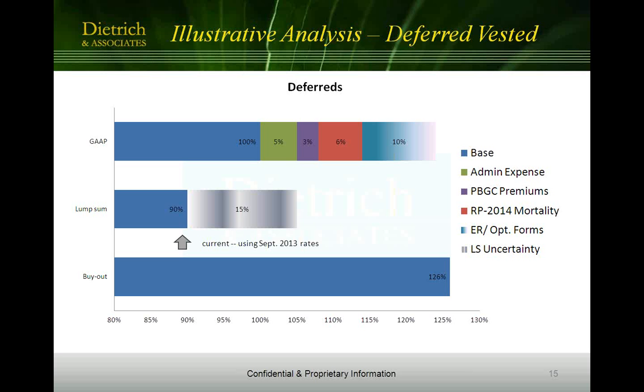Finally, depending on the plan, as I mentioned, there's optionality as it relates to early retirement and optional forms. And typically, insurance companies charge a fairly hefty premium for those kinds of uncertainties as they relate to participant decisioning.